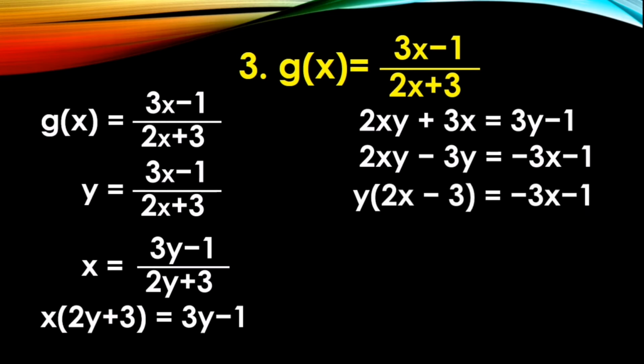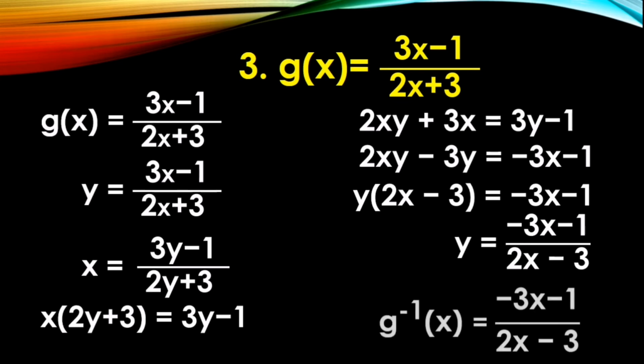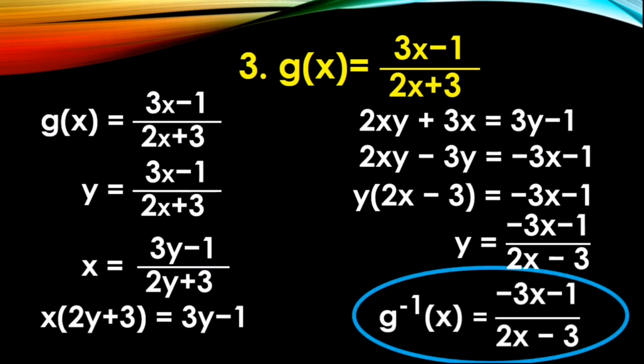1. Then we will factor 2xy minus 3y. So we have here y times the quantity of 2x minus 3. Copy negative 3x minus 1. Next, y is equal to negative 3x minus 1 divided by 2x minus 3. This is now the inverse of the function.